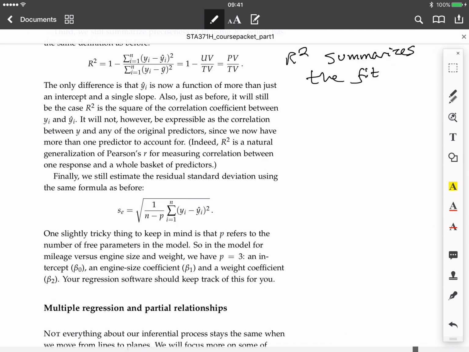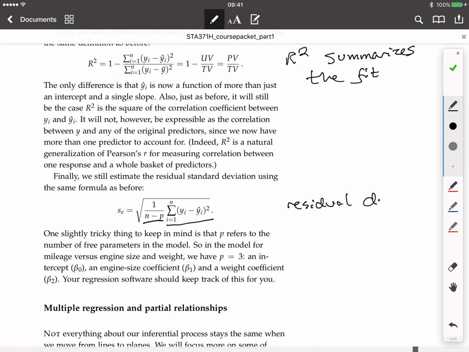The final major thing that stays the same is that we still estimate the residual standard deviation using the same formula. Here's the total unpredictable variation, and you can think of that as the numerator, and then we divide that by the residual degrees of freedom. The residual degrees of freedom, DOF, is n minus p, the number of data points minus the number of free parameters in the model. I'll write that again since I slightly messed it up. N minus p is the residual degrees of freedom.